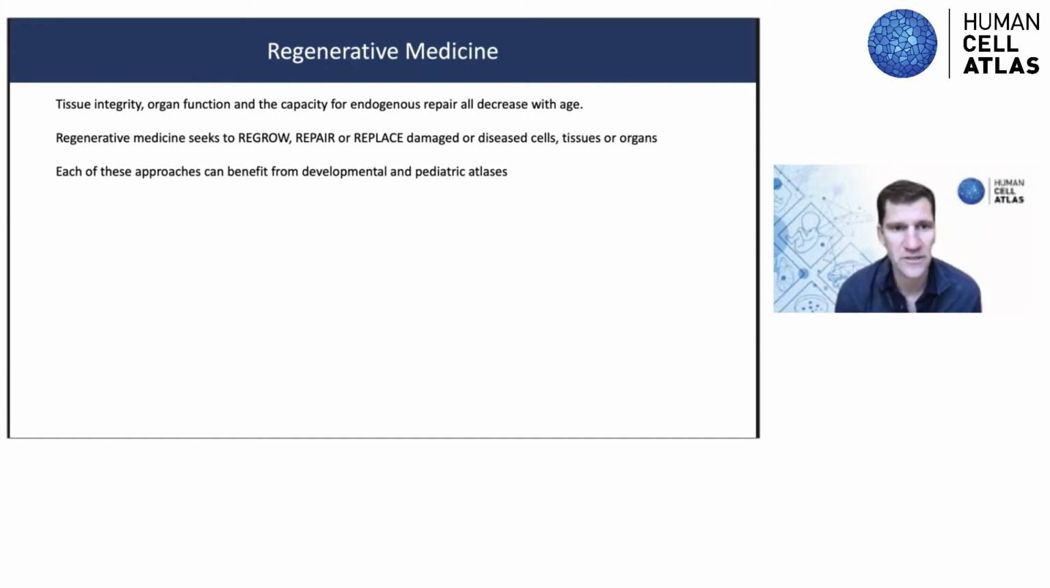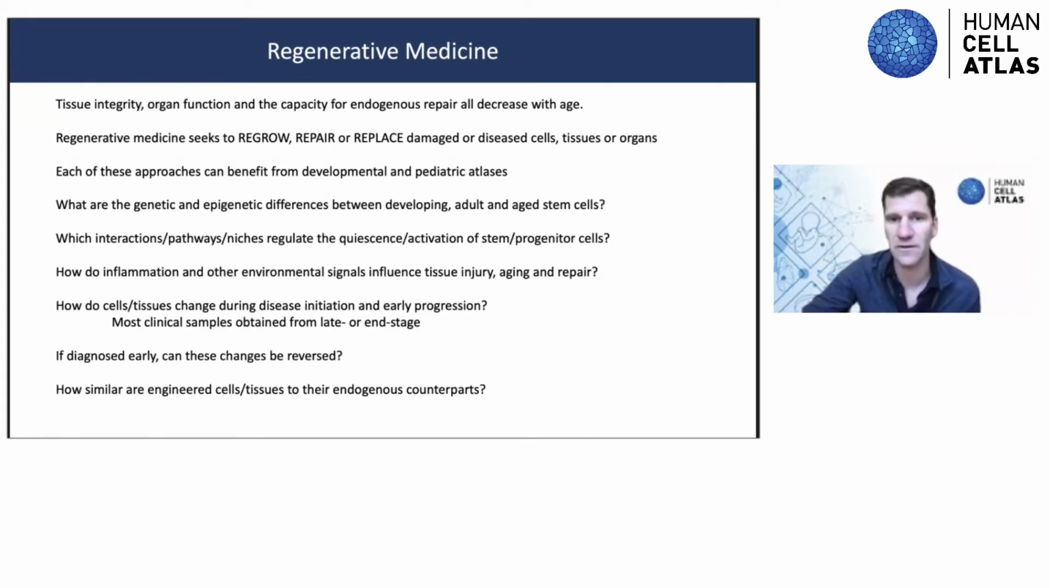And at the heart of regenerative medicine is really the ambition to regrow, repair, or replace damaged and diseased cells, tissues, and organs. And we spent most of the time highlighting how each of these approaches can be benefited by development in pediatric cell atlases. And some of the main questions which came up, and I'll get to some of our solutions and answers to these questions on the next slide, are what are the genetic and epigenetic differences between developing, adult, and aged stem cells and even somatic or parenchymal cells?